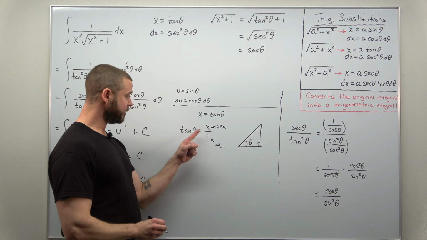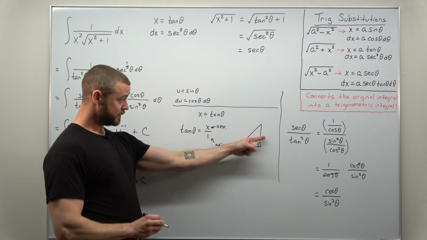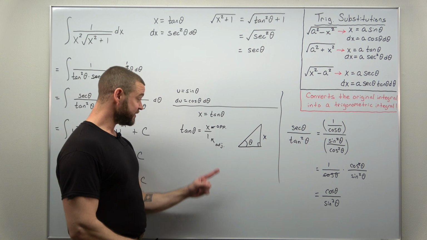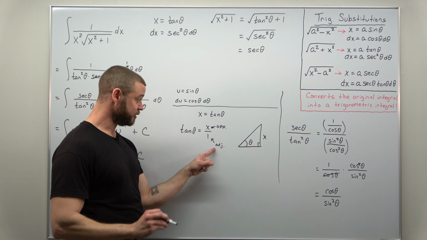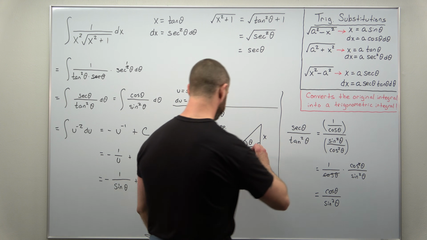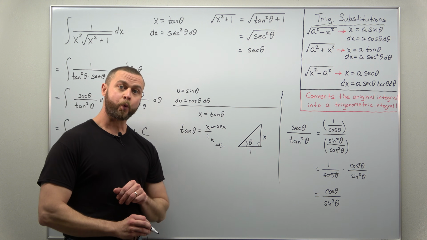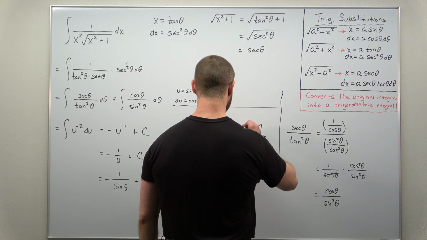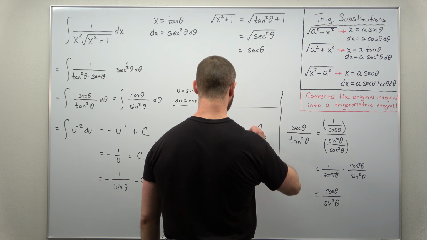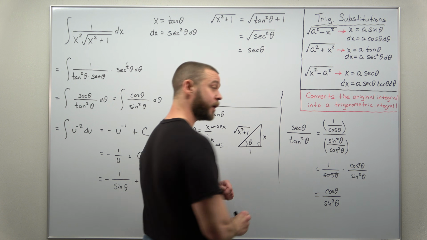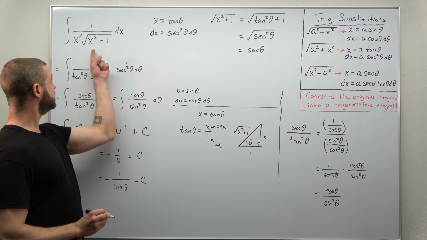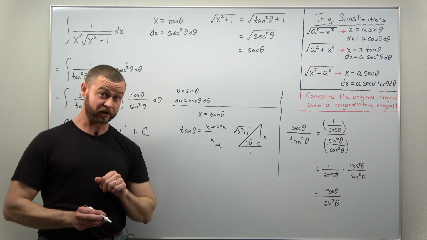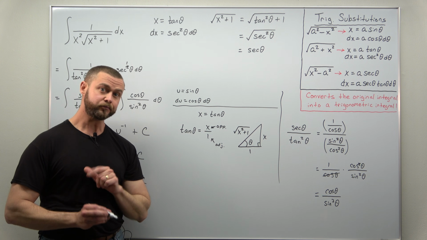All right, and if we go ahead and label them relative to our angle theta, the opposite side will be of length x. But now it's the adjacent, not the hypotenuse, that is of length 1. Work out the hypotenuse using the Pythagorean theorem, and you'll get that comes out to the square root of x squared plus 1. And again, not a coincidence that you get the original square root or radical expression in your integral.